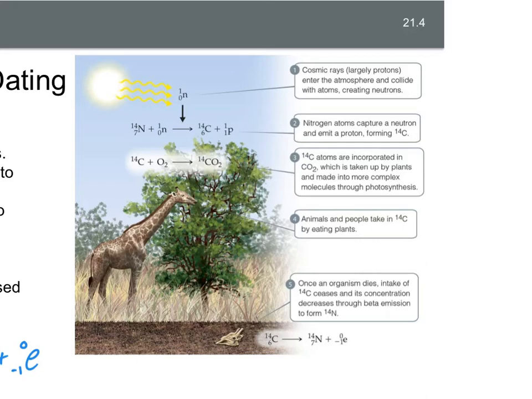It was formed in the atmosphere. Cosmic rays, which are high-energy photons, collide with atoms in the atmosphere and create neutrons. Okay, so here's our cosmic rays coming in, forming a neutron. That neutron's going to react with nitrogen-14 in the atmosphere to form the carbon-14 and a proton. And then plants take up the carbon-14. Of course, animals will consume a certain level of vegetation, so we'll have carbon-14 as well.